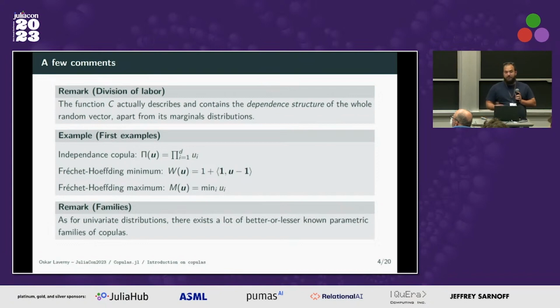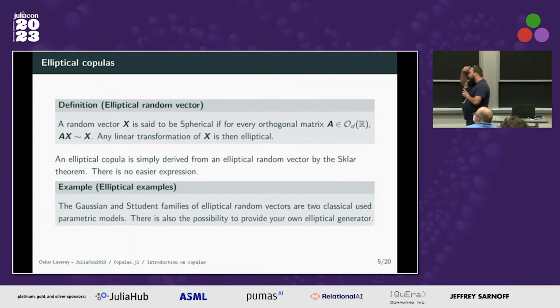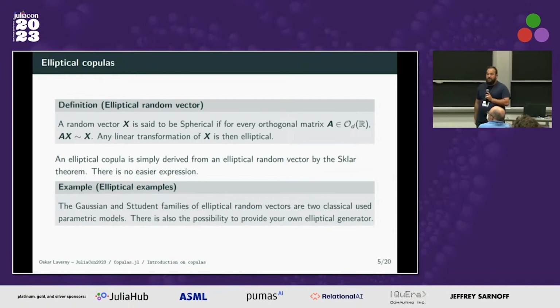And as for univariate distributions, of course, there are a lot of parametric families that are known, and we are going to discuss a few of them right now. The first one is the family of elliptical copulas. This family is easily described by using the concept of spherical and elliptical random vectors. And we say that a random vector x is spherical if multiplying it by an orthogonal matrix keeps the distribution the same. And then a linear transformation of this vector is elliptical.